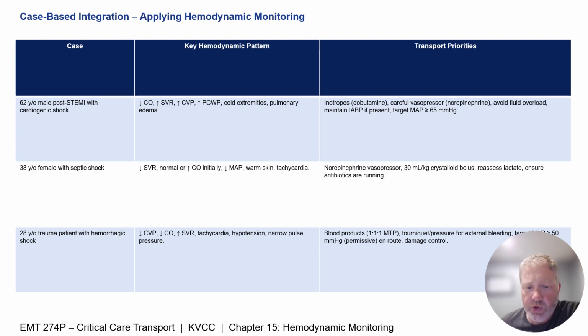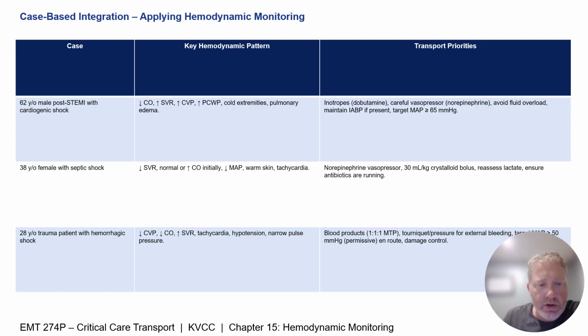Your priorities during transport should be inotropes like dobutamine, careful pressor administration like norepi. Always avoid fluid overload. If they've got a balloon pump, maintain it and target a MAP of greater than or equal to 65.